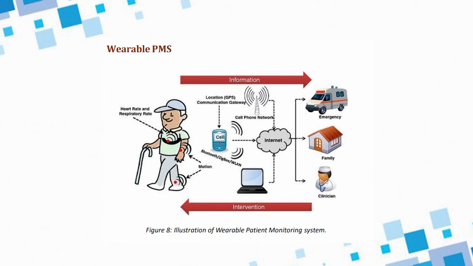Figure 8 illustrates use of wearable patient monitoring system. Here you can see how a person's physiological parameters at a distance are transmitted to home, to clinician and to the hospital by the use of cell phone using internet.